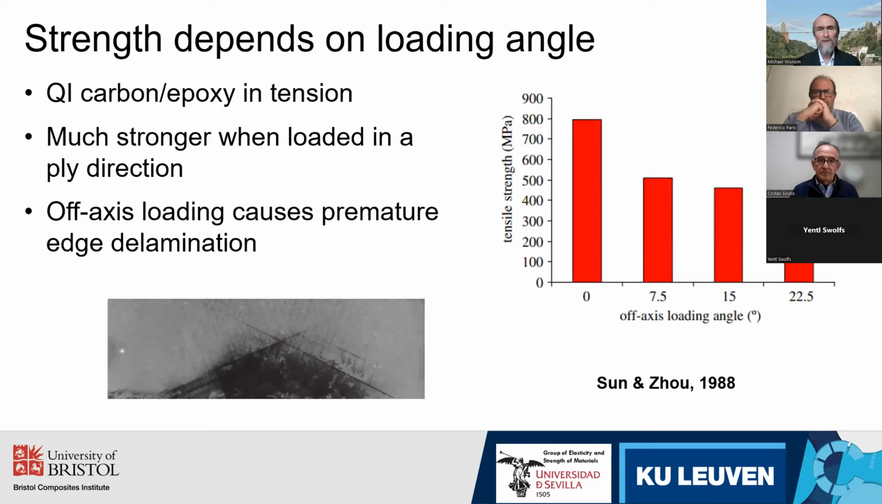The strength also depends on the loading angle. Some very nice work from C.T. Sun some years back tested quasi-isotropic carbon epoxy laminates along the principal fiber direction and at different off-axis angles, and showed a big reduction when you loaded them off axis because of this large-scale delamination, which you see in this 22.5 case here.